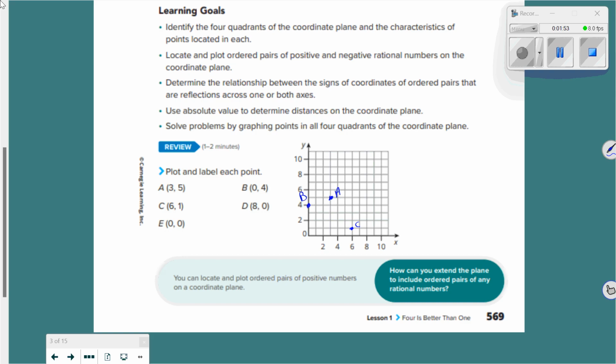There is C. D, I start at 0. I go over 8. 0 means I'm not moving. So I'm just staying right there. And our last one, E, 0. 0 means I don't move anywhere. I stay right there at the start. That's what your graph should have looked like. Everybody good on that?